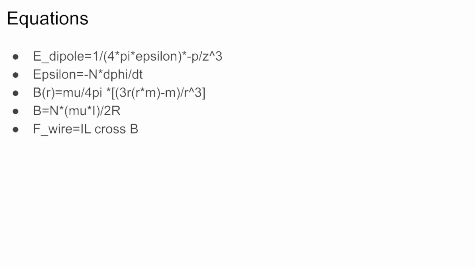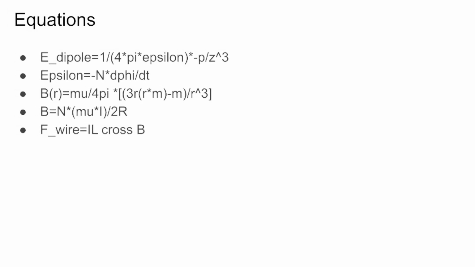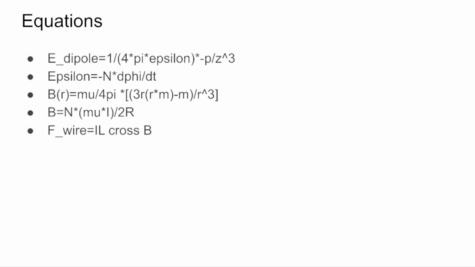B equals N times mu times I all over 2r, and then the force on the wire equals I L crossed with B, the magnetic field.